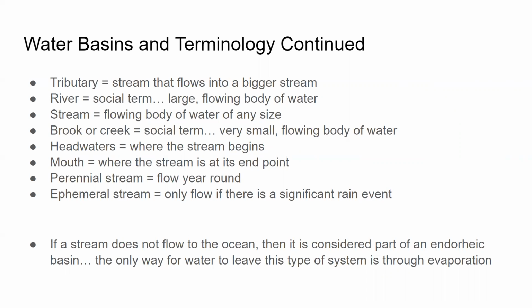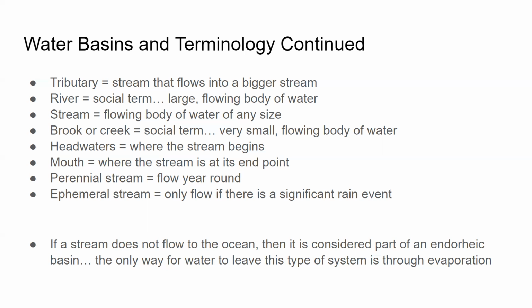Now, as an interesting note, the terms river, brook, and creek are totally social. They're not actual geologic terms. That's why you'll hear me say the word stream going forward for most of the references. A river is just a large flowing body of water. A stream can be a flowing body of water of any size, from a trickle to something the size of the Mississippi River. Brook or creek, once again, are social terms, not really geologic terms, and won't be used in this lecture. These are very small flowing bodies of water.